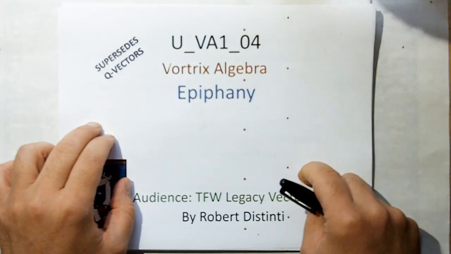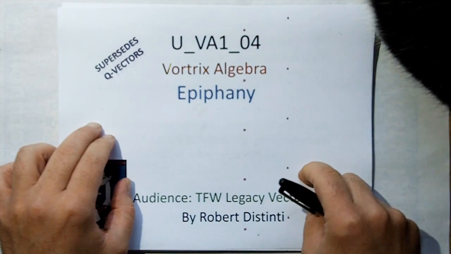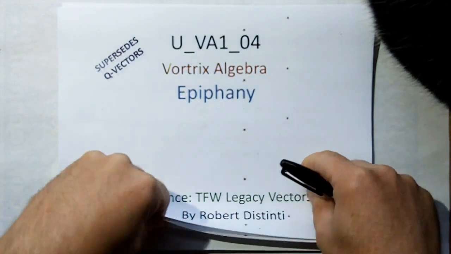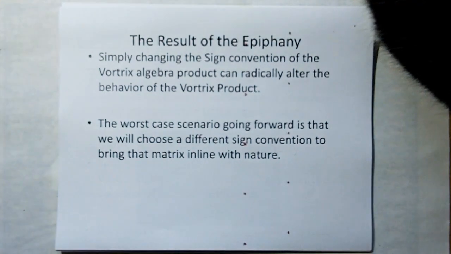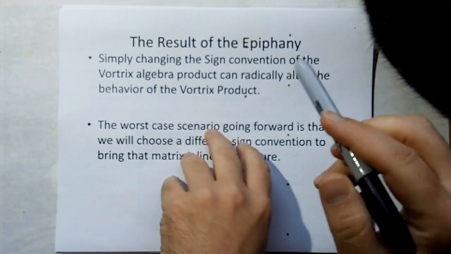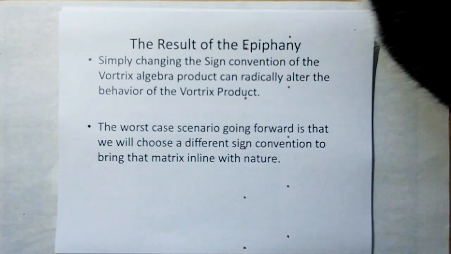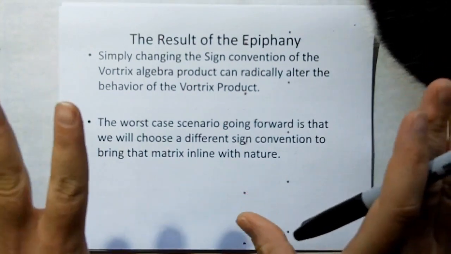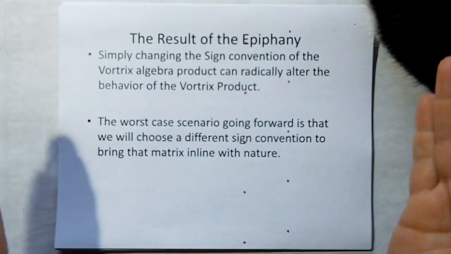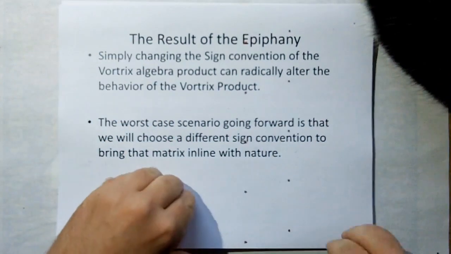This was an unscheduled video that I'm inserting, and this has to do with the epiphany that came over me last week. The end result of the epiphany is that I determined that simply changing the sign convention of the Vortrix Algebra product can radically alter the behavior of the product. And so I've come to the conclusion that going forward, the worst problem we're going to have is that we have the wrong sign convention right now, and that all we'll need is a sign convention to get what we're going to need. So let me show you how this epiphany rolled out.